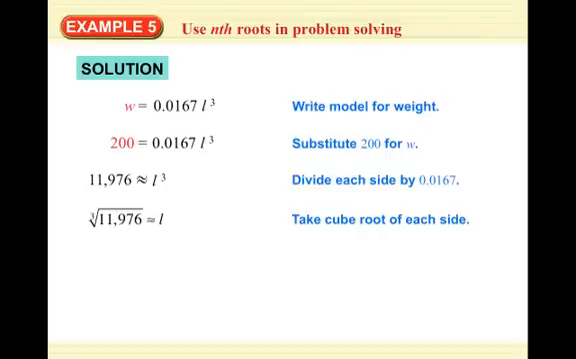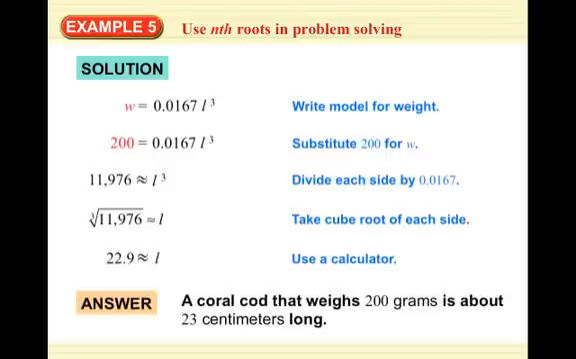It's an odd root, so we don't have to worry about plus or minus. We want to have an estimate for the length, so let's use a calculator. And so we get 22.9. So a coral cod that weighs 200 grams is about 22.9, 23 centimeters long.